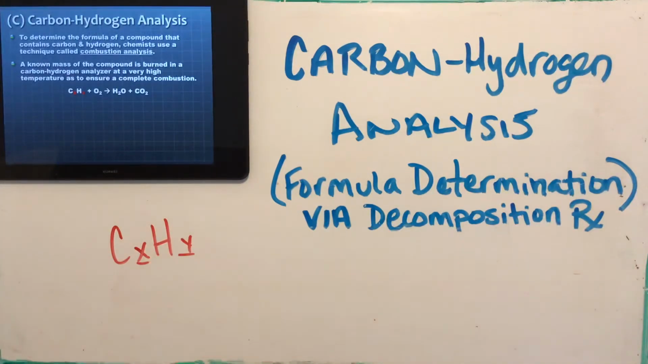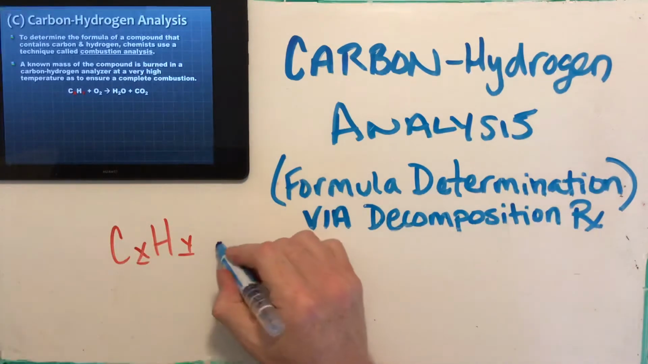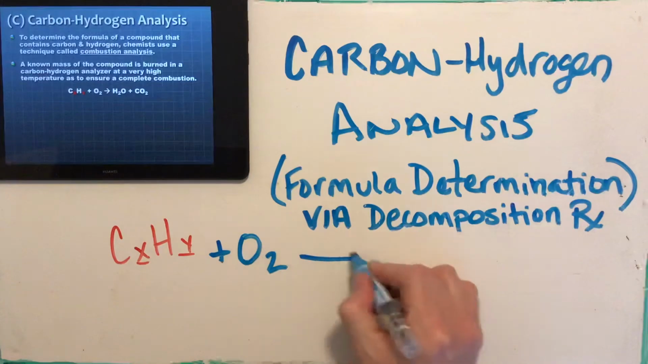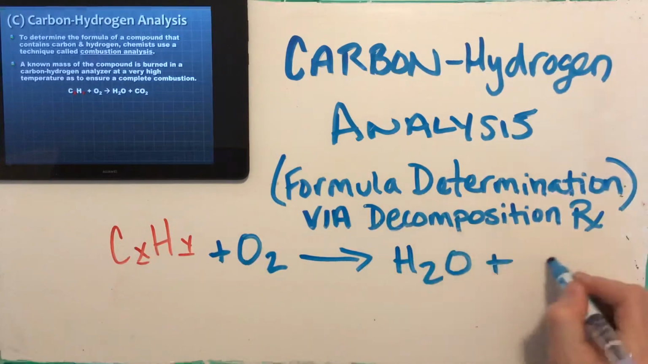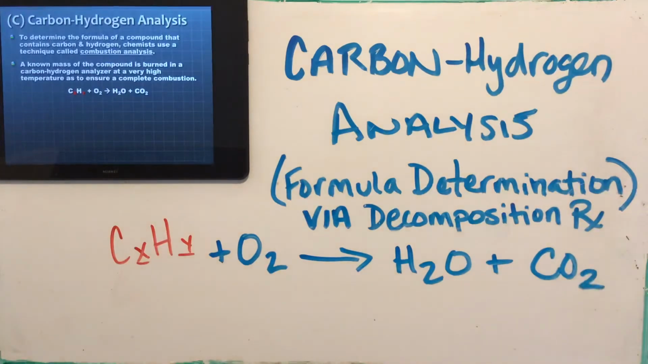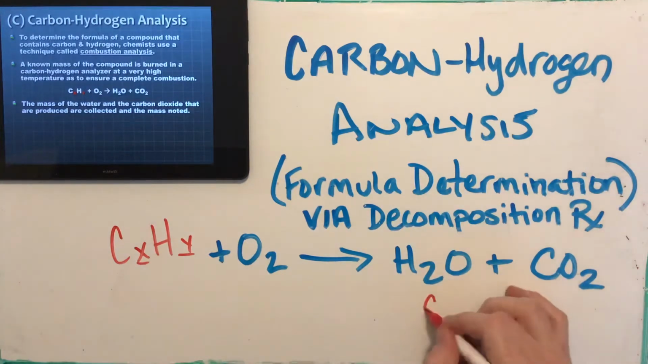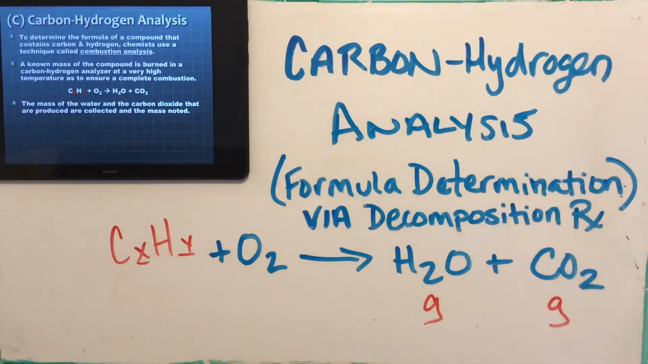And you can see here, here's basically what we do. We take our hydrocarbon fuel, we pump in oxygen gas, and of course the two products that we always get from a complete combustion are water and carbon dioxide. What happens is we can get the mass of the water that is produced, and we can collect and get the mass of the carbon dioxide that is produced.